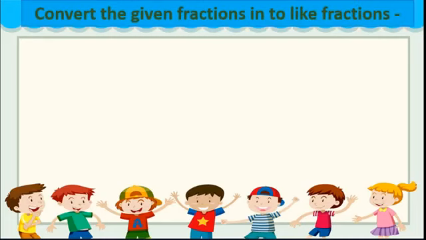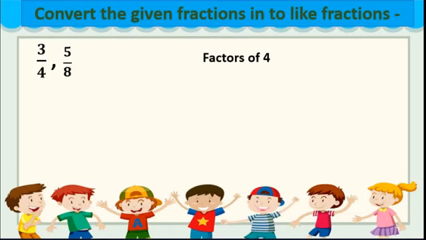Convert the given fractions into like fractions. You know that like fractions means they have same denominator. But here 3 upon 4 and 5 upon 8. Here two fractions are there and they have different denominators. Now we will convert them into the like fractions, means with the same denominator. Okay, the first step is to find out the multiples of 4 and multiples of 8.